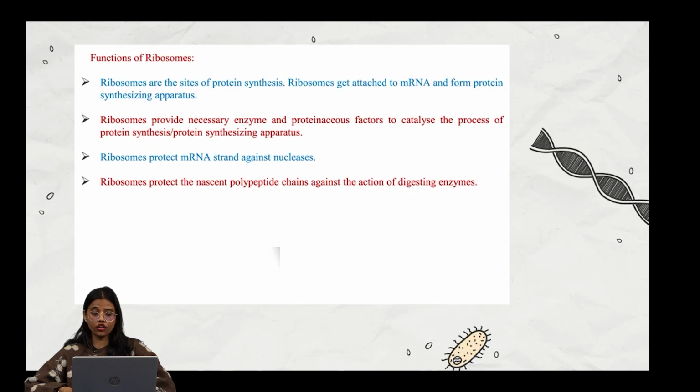Now we talk about the function of the ribosomes. Ribosomes are the sites of protein synthesis. Ribosomes get attached to mRNA and form the protein synthesizing apparatus. Ribosomes provide the necessary enzymes and proteinaceous factors to catalyze the process of protein synthesis, and ribosomes protect mRNA strands against nucleases. Ribosomes also protect the nascent polypeptide chain against the action of digesting enzymes.